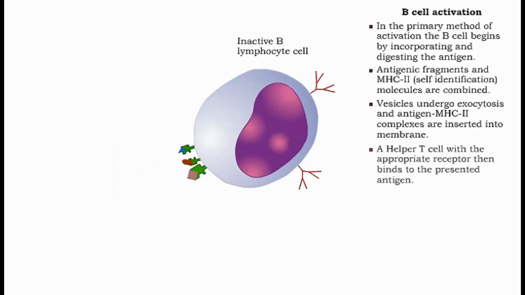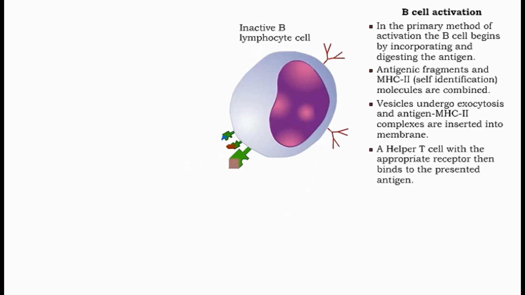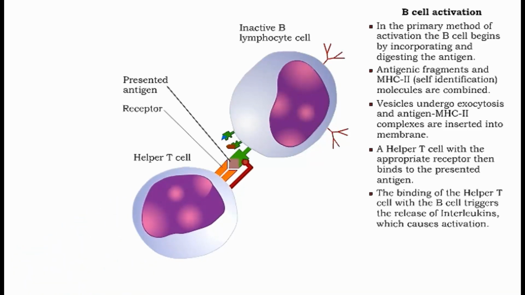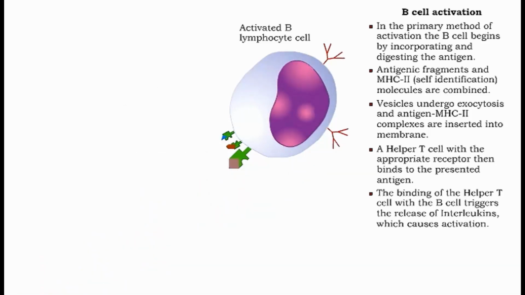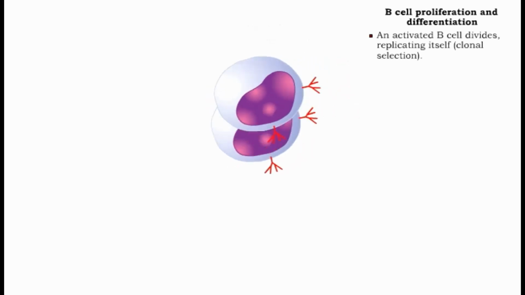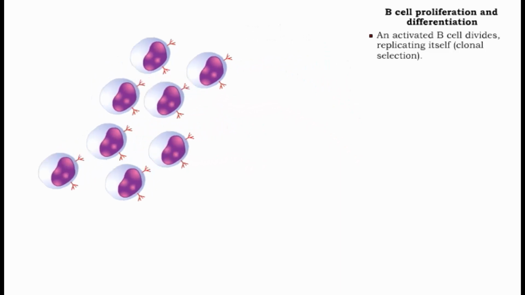Then, a helper T cell with the appropriate T cell receptor binds to the presented antigen. The binding of the helper T cell with the B cell triggers the release of interleukins, which causes activation of the B cell. The activated B cell proliferates into many identical B cells in a process called clonal selection.